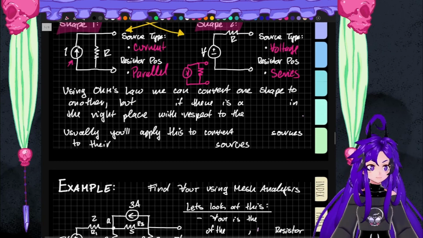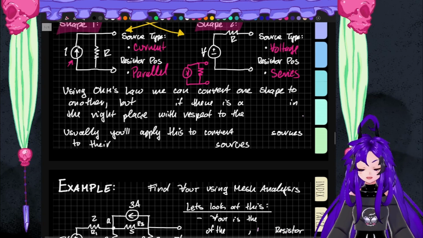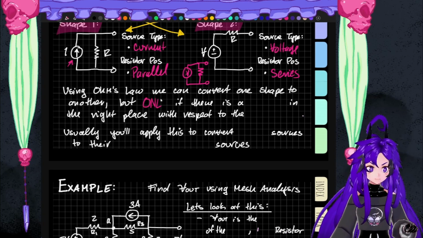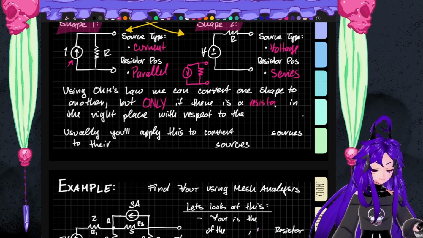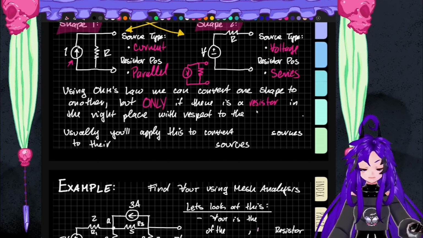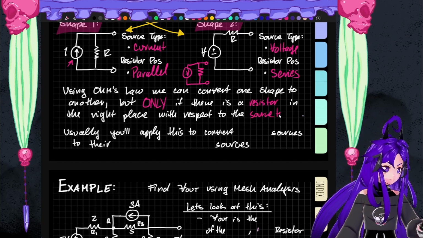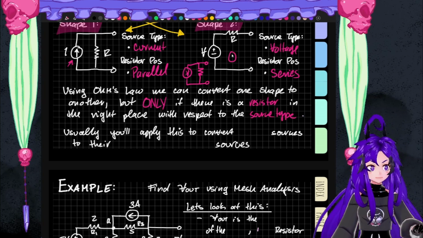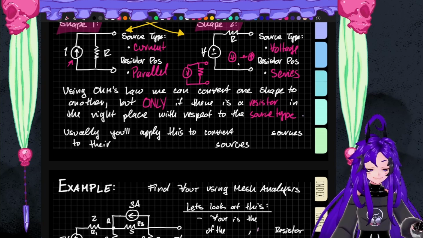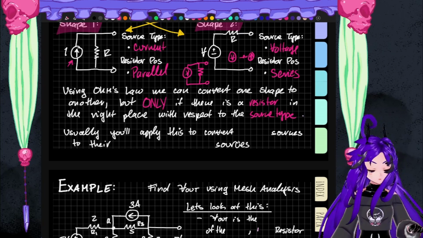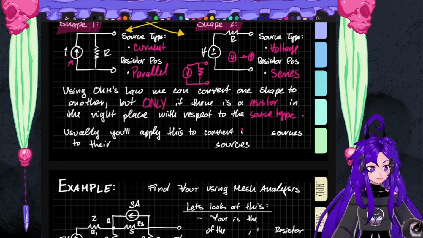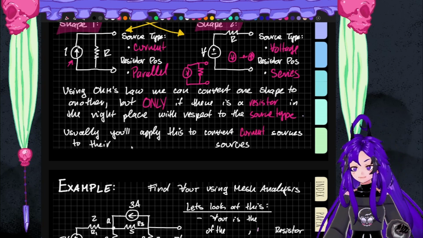Using Ohm's law, we can convert the shape of one to another, but only if there is a resistor in the right place with respect to the source type. Because the other thing here is you can't just convert a voltage source to a current source. There has to be something to relate them, and we know what relates them, and it's impedance. So usually you'll want to do this to convert current sources to their equivalent voltage.